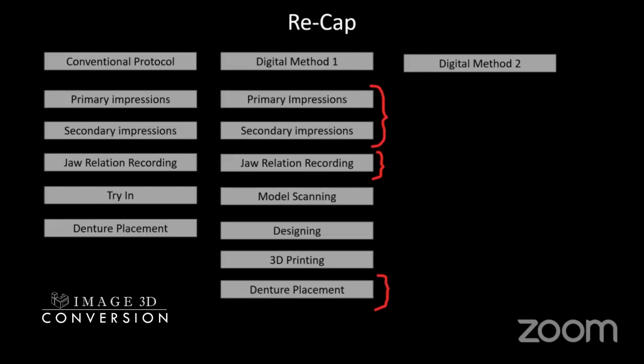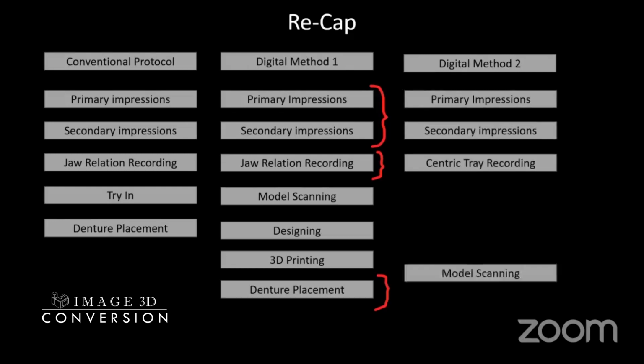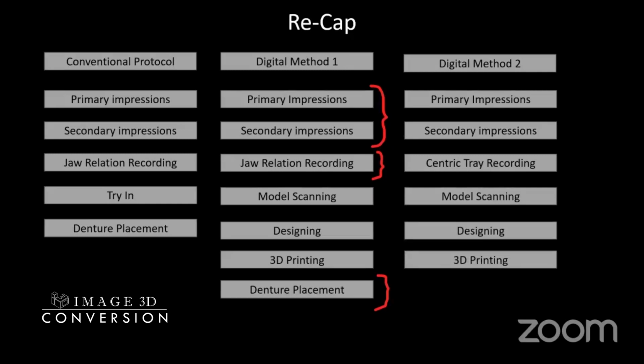We can club the steps as well in method two: primary impressions, secondary, centric tray recording, model scanning, designing, 3D printing, and denture placement. So all these first three can be done in one appointment, condensing the steps, and then the last one is the second appointment. So in digital method two, we can finish in two appointments. In method one, we need three appointments, and in method two, two appointments. So this is how digital dentures are fabricated with different methods.